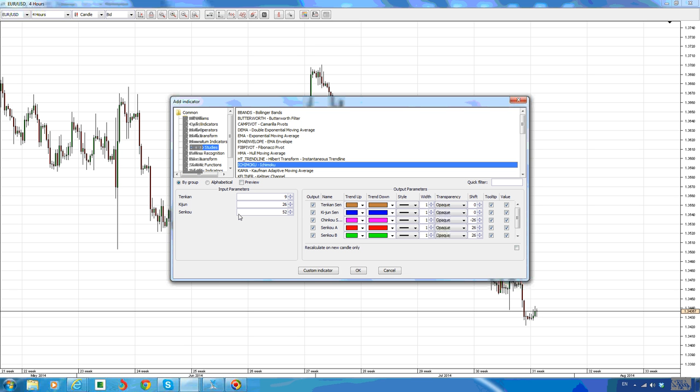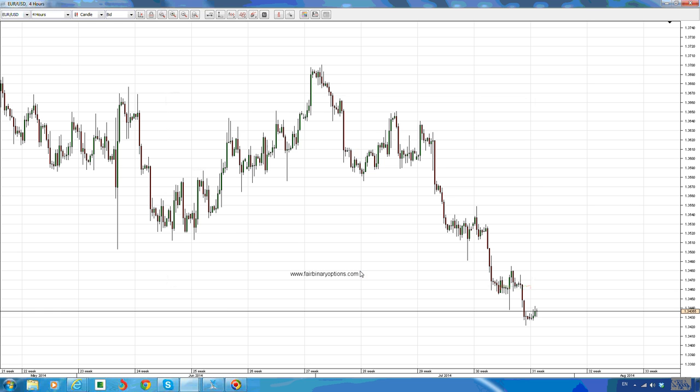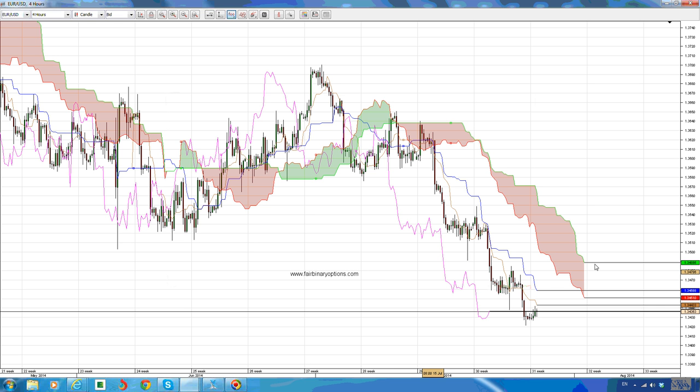Now the Ichimoku is formed out of 5 different elements, and the most important element of them all is, of course, the cloud. This is the cloud. Red shows bearish conditions. If it is green, it shows bullish conditions. Red, of course, favors put options. Green, of course, favors call options.